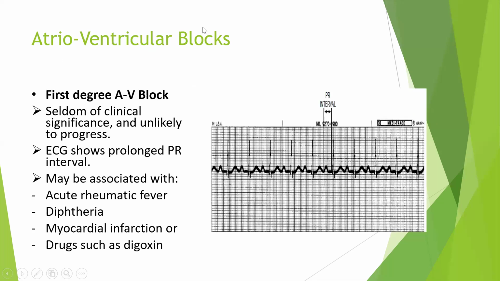The other bradyarrhythmias that we have are the AV blocks, what we know as the heart blocks. We have different degrees. The first degree AV block or the first degree heart block, they usually cause no problem and are unlikely to progress. But what you see on the ECG is prolonged PR intervals, all right? And this may be associated with acute rheumatic fever, diphtheria, or myocardial infarction, or patients on digoxin. So the PR interval gradually increases. So most of the time, first degree heart block requires no treatment.